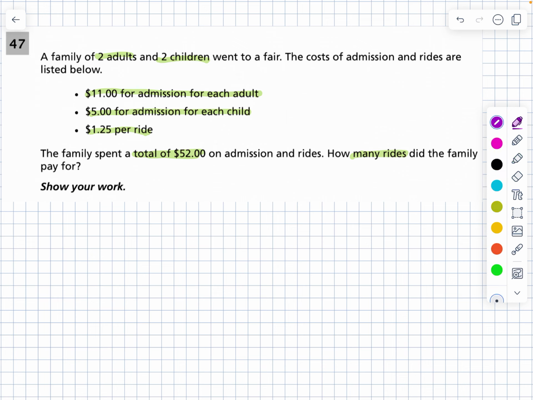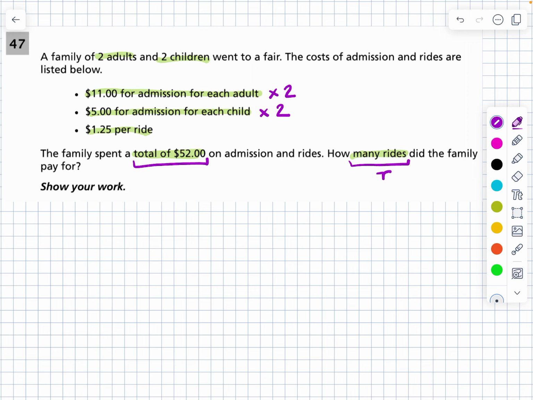So let's start piecing this together. If it's $11 for each adult, we know there's 2 adults, so that's going to be times 2, and there's 2 children, so this is going to be $5 times 2, and $1.25 per ride. Because we're looking for rides, I'm going to have the variable r in here, and a total of $52. So again, when you're working with a problem like this where you're not exactly sure how to start, just start doing something.